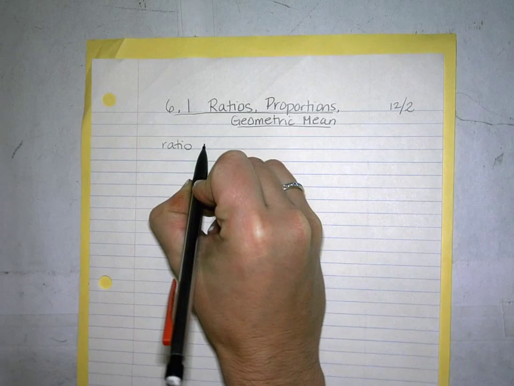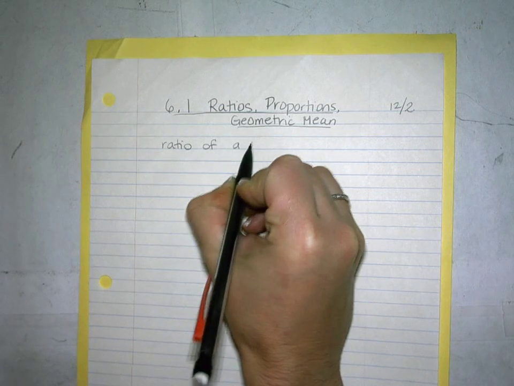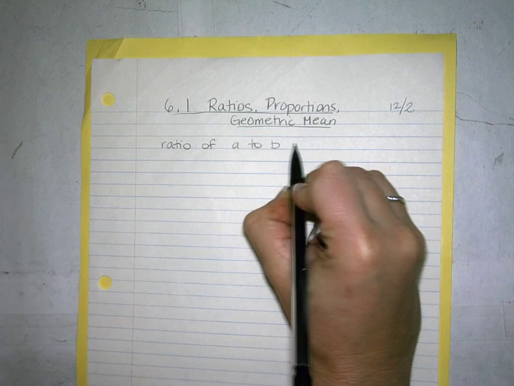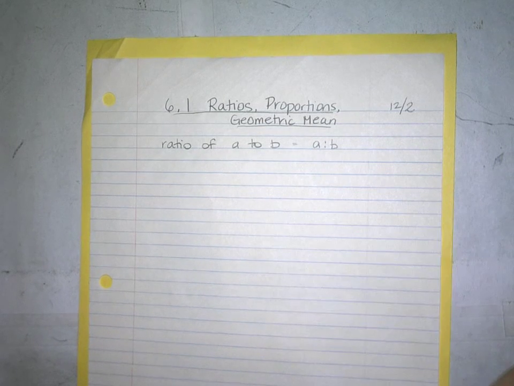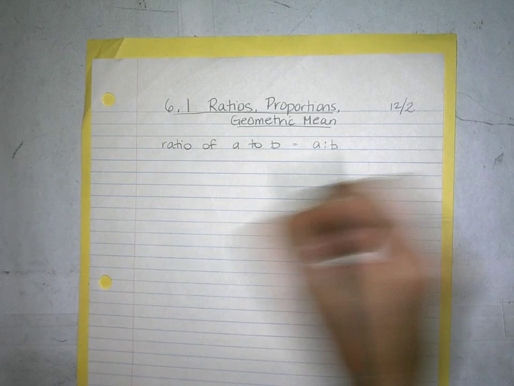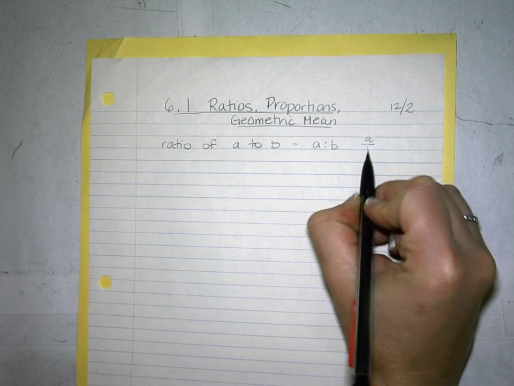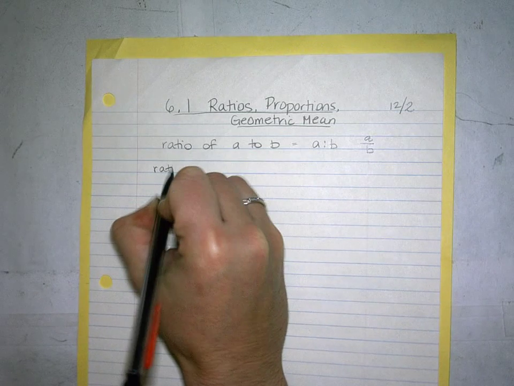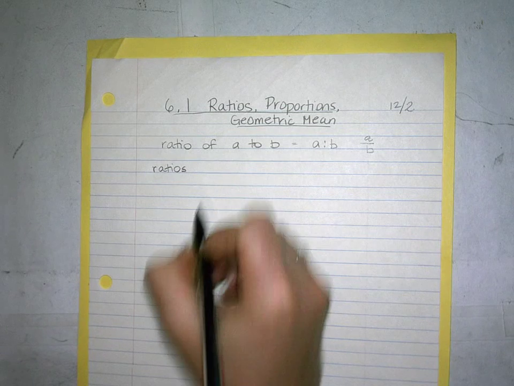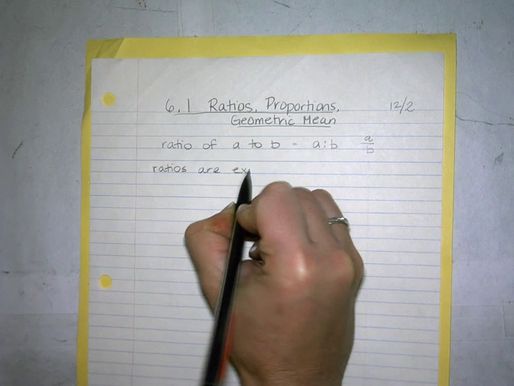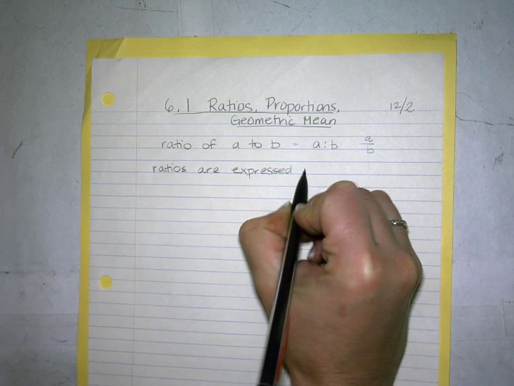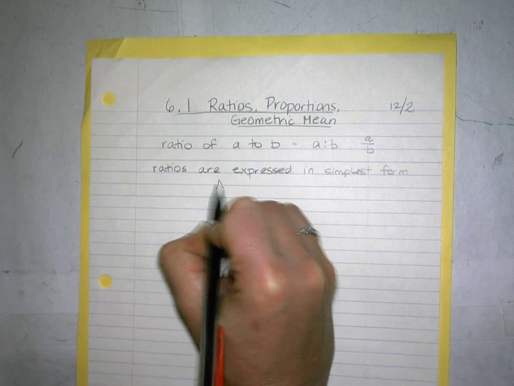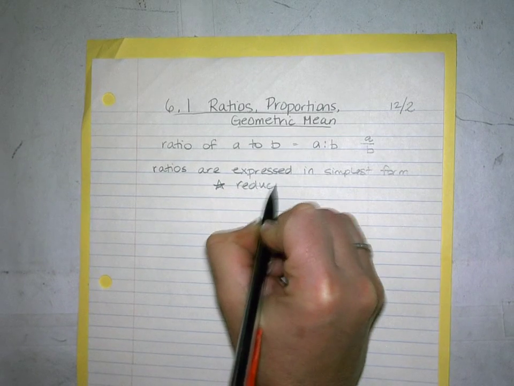If I told you the ratio of, let's say, A to B, there are ways of writing that. Well, we could write it as A:B. You've seen that before. But really, a ratio is truly just a fraction, and I think you've seen that before. I want to remind you that ratios are always expressed in simplest form. What I mean by simplest form is reduce, reduce, reduce.